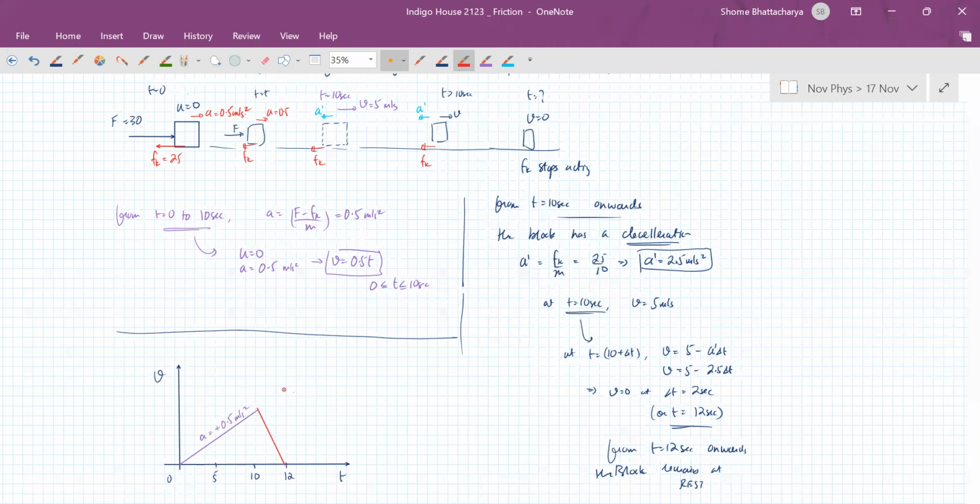Because now it has an acceleration, which you can write as minus A prime because it's a deceleration. So it's minus 2.5 meters per second square. And in between these two, just as its motion is switching from accelerated motion to decelerated motion, it reaches the maximum velocity it would have had at any point of time, which is 5 meters per second. So this is what is happening from t equal to 10 seconds onwards up till 12 seconds. And this is what is happening initially from 0 to 10 seconds.